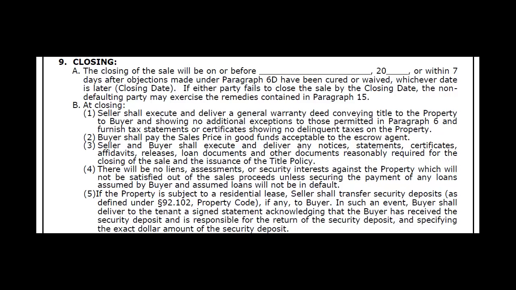Okay, B is those are all the things that must happen at closing. You got to deliver the property free and clear to the buyer. The buyer's got to pay their money, and so on. And we're done.